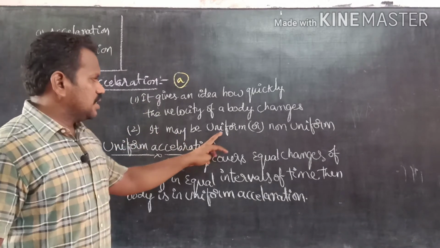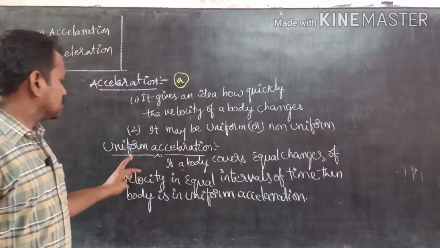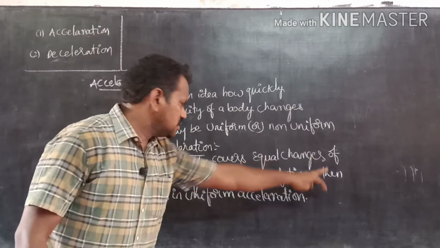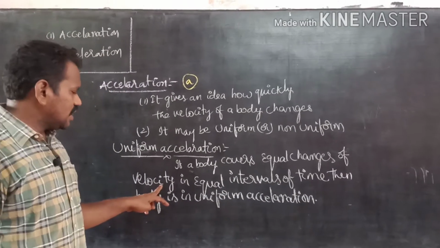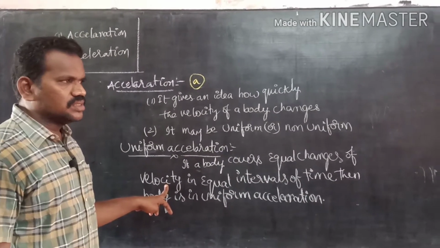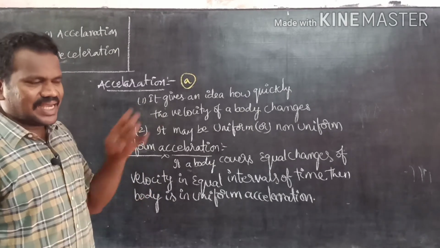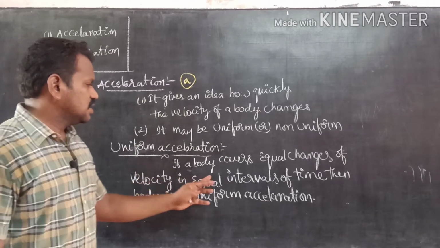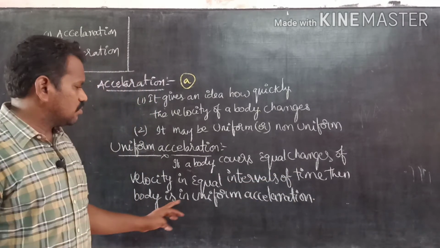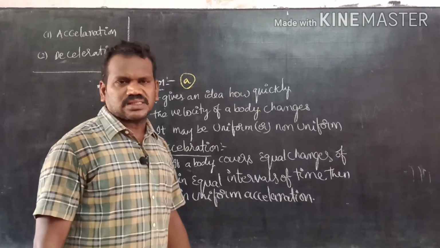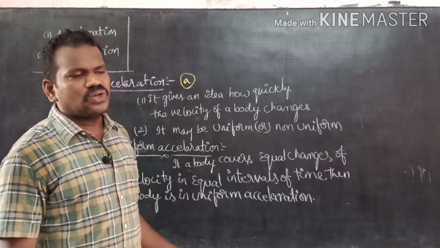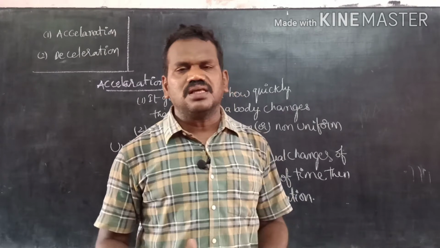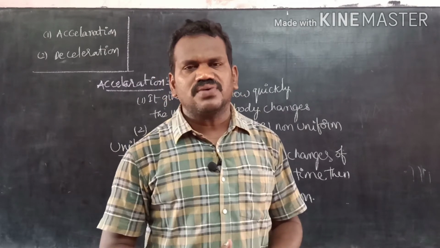The acceleration may be uniform or non-uniform. What is uniform acceleration? If a body undergoes equal changes of velocity in equal intervals of time, then the body is said to be in uniform acceleration. Why do we keep saying velocity? Velocity is nothing but directed speed, so speed is already inside it. Let us now discuss the meaning of non-uniform acceleration, the formula for acceleration, and the units of acceleration.